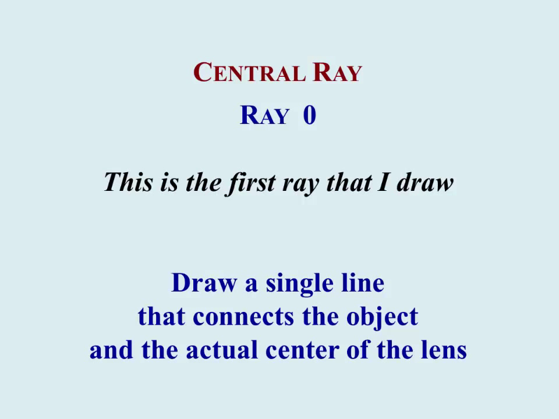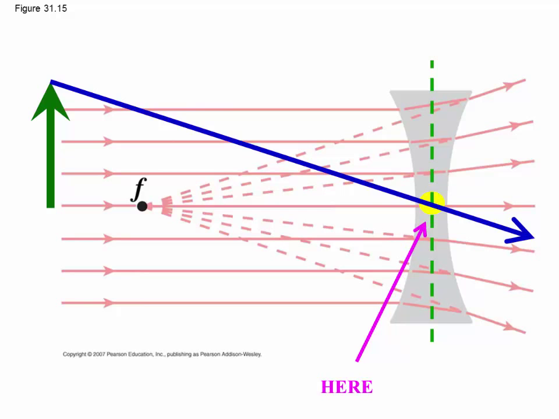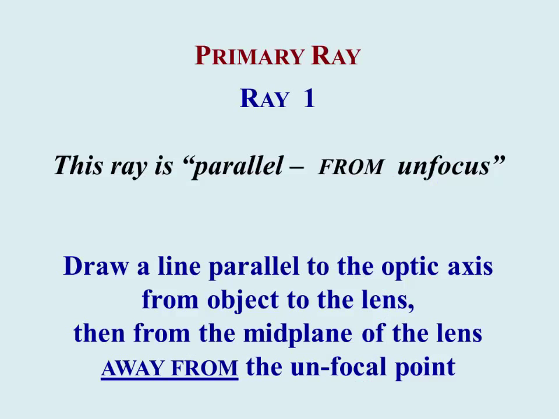Okay, so now the ray construction. The central ray, ray 0, the first one I always draw, just connects the object and the center of the lens as before. Nothing different here. Notice again, though, we're using that point at the center of the lens. Primary ray is parallel and then away from the unfocal point.